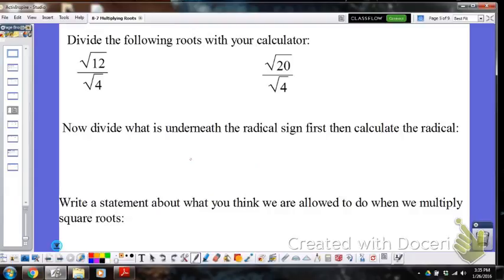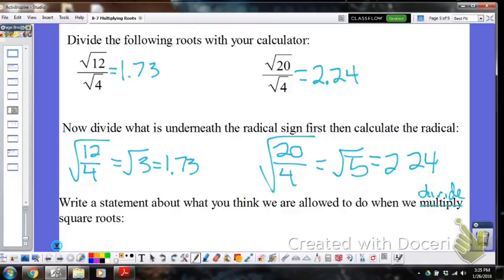For this slide, you're going to do the same thing you did before. Use your calculator first, then divide what's underneath the radical first, and then calculate. And then once you do that, I want you to write what you think we should do when we divide square roots. So go ahead, pause the video, work through this little exercise, and when you're done, unpause it, get the solutions.